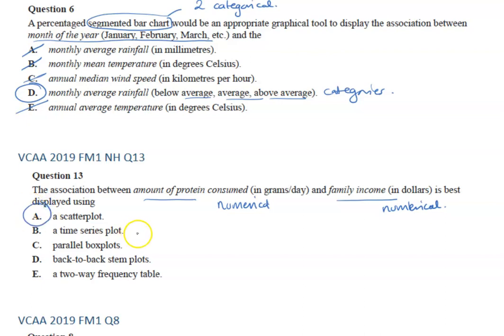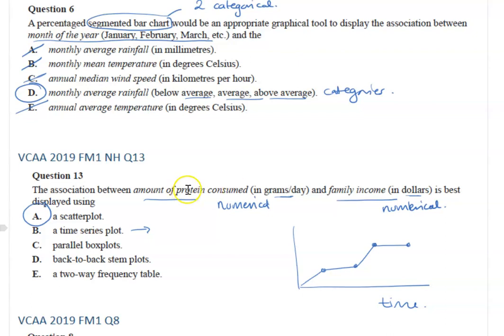Now later on in this topic, we will look at what a time series plot is. That's a special type of scatter plot where the explanatory variable is in units of time, but it is what we call a one-to-one function. So we only have one response per time period. So they tend to be drawn as line graphs like this. In this case, we have dollars and grams, so no units of time, so it cannot be a time series plot.